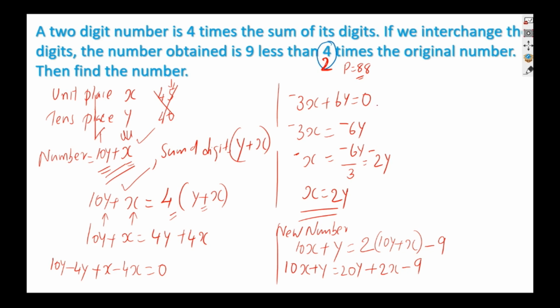Further bringing x onto one side, we can simply write 10x minus 2x, plus y. This one is 10x, brought this 2x to the left side, plus y. Any y on the right? Yes, 20y is there. It will become minus 20y is equal to minus 9, correct? Now this becomes 8x plus y minus 20y, which means minus 19y, is equal to minus 9.